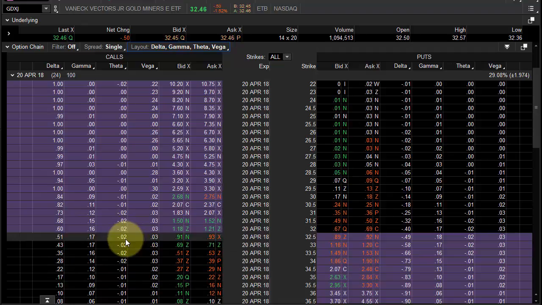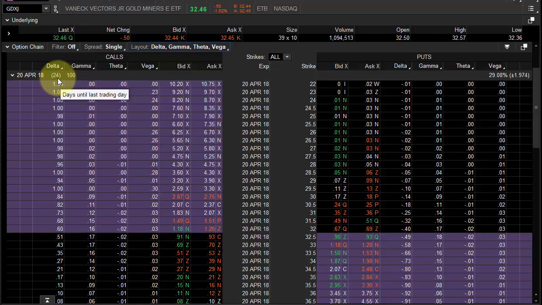Theta. Theta is just time. Tomorrow, these options are going to be 2 cents less because of Theta. 24 days, every day, premium time comes out of these options. Right now, this Theta is 2 cents.